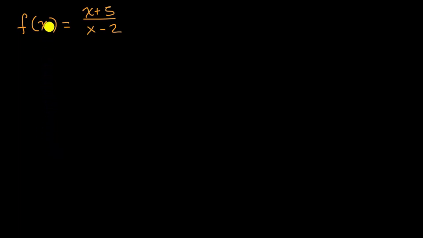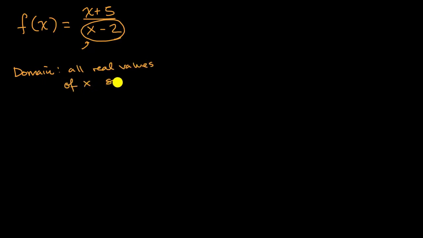Now, the domain is the set of all x values that if we input it into this function, we're going to get a legitimate output. We're going to get a legitimate f of x. And so what's a situation where we would not get a legitimate f of x? Well, if we input an x value that makes this denominator equal to 0, then we're going to divide by 0, and that's going to be undefined. And so we could say the domain here is all real values of x such that x minus 2 does not equal 0.